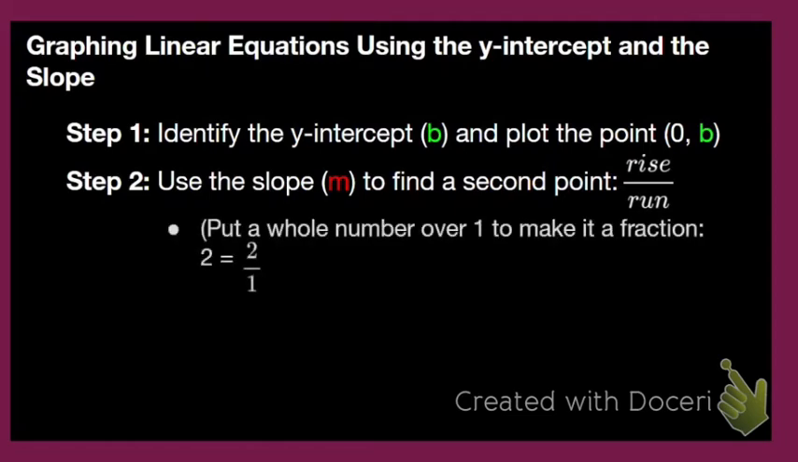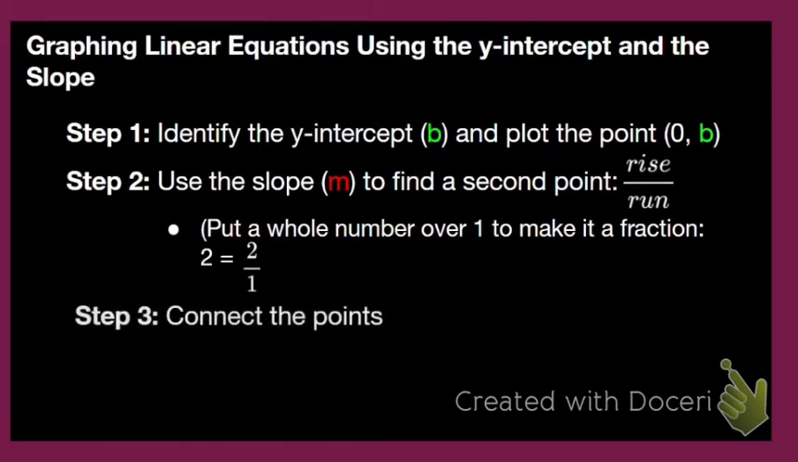Now with the rise over run, if the slope is a whole number, we have to make it a fraction by putting 1 under it. If it's already a fraction, it's good. But if it's a whole number that's not a fraction, we just have to put a 1 under it to make it a fraction. You can only graph slope if it's a fraction. Okay.